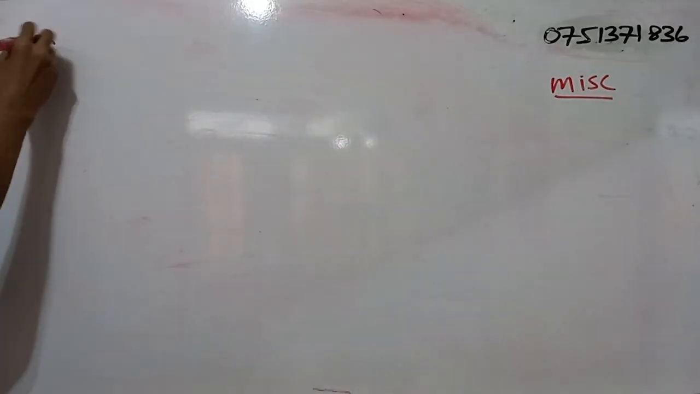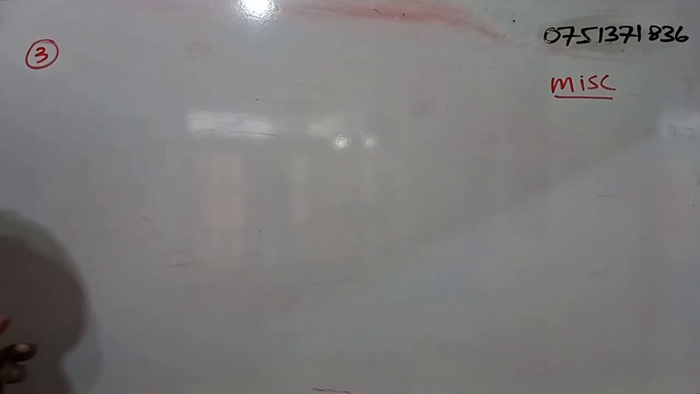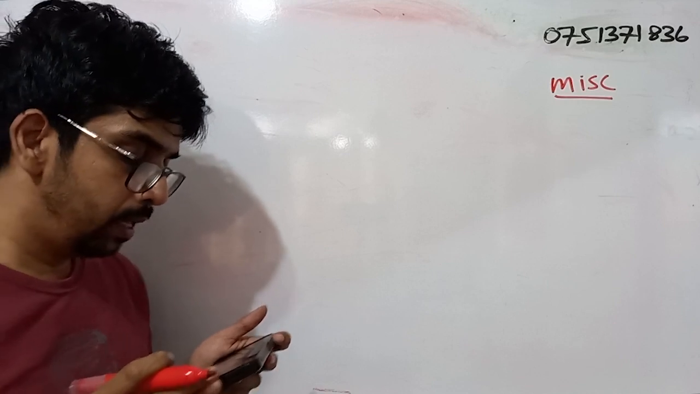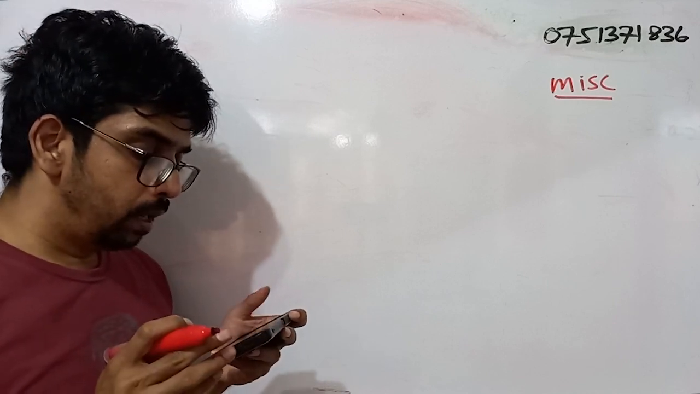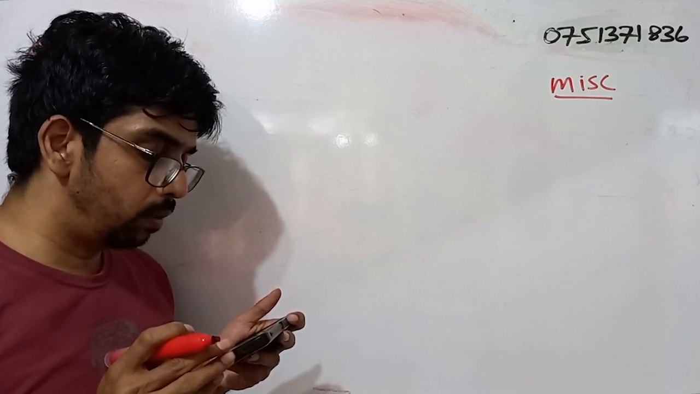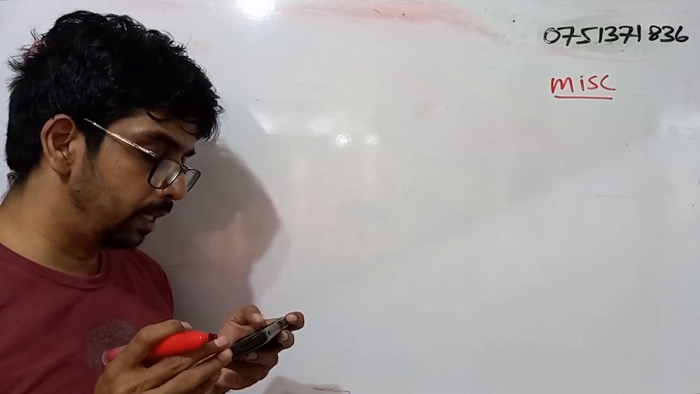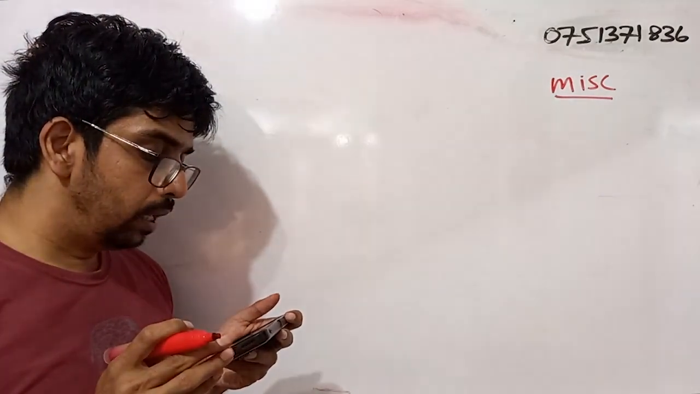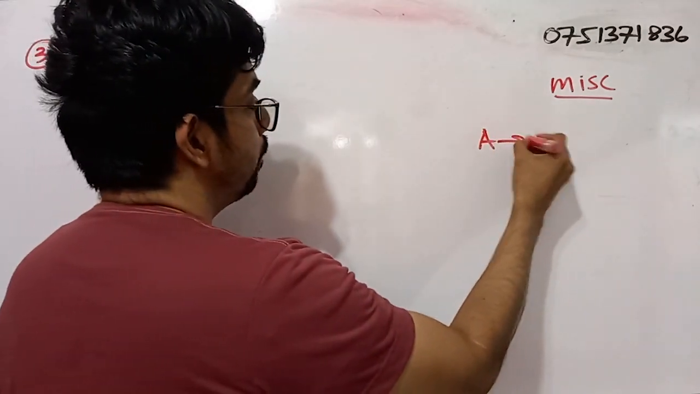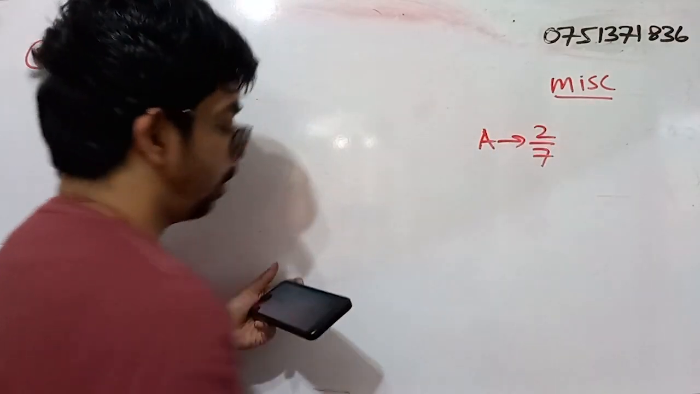Right, miscellaneous questions. Question number 3. A, B and C are 3 owners of a business. The profit from the business was divided between the 3 of them based on the amount they each invested. A received 2/7 of the profit. Right. So A received 2/7 of the profit.